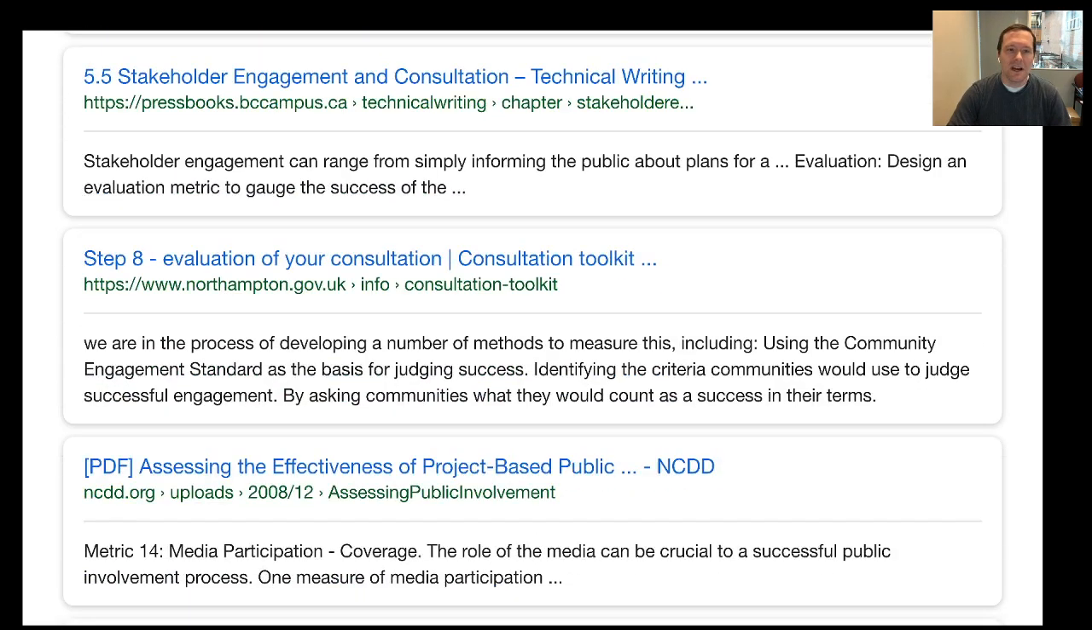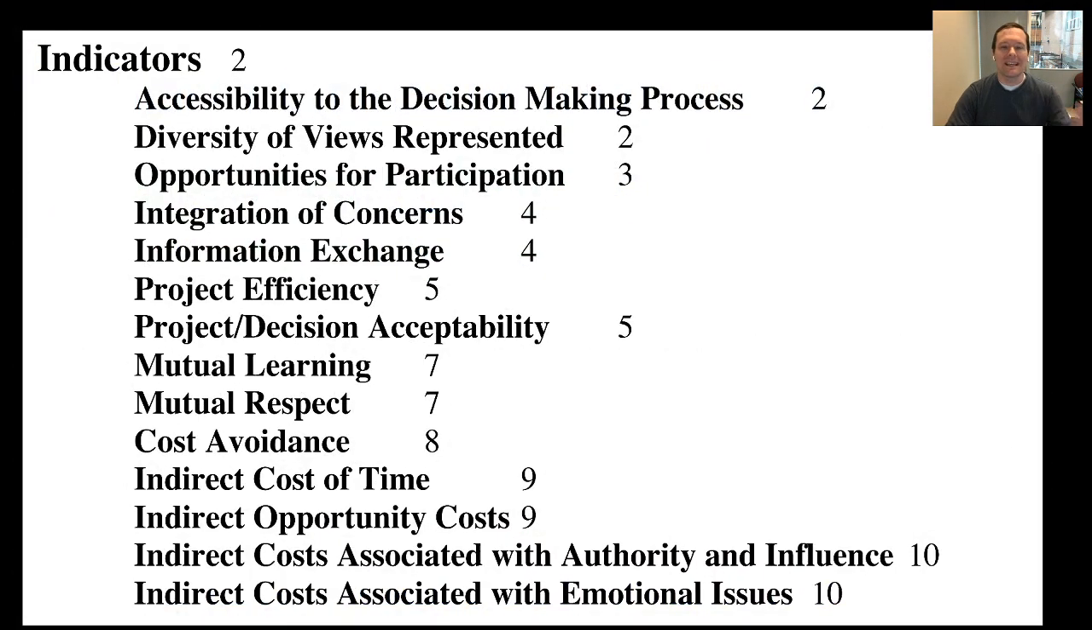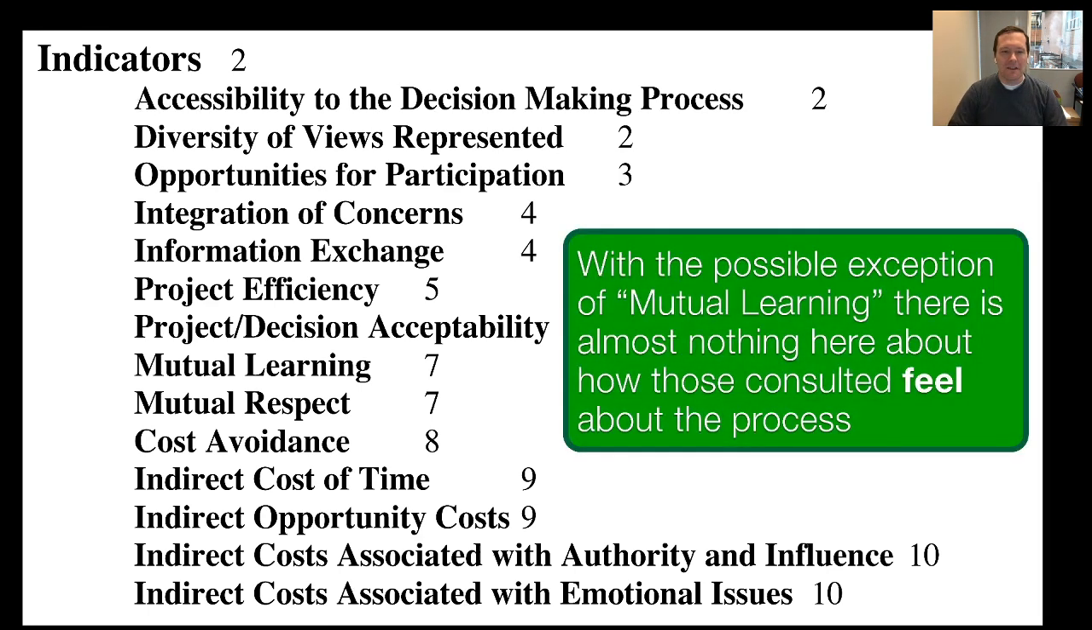And it turns out there's not a whole lot out there. It's actually appalling. And I dug into this, and it says these are the indicators that this one group of people who do public consultations put out there. Accessibility, whatever that means. I can think of a couple. Diversity of views, there's that broad group of stakeholders. Opportunities for participation, but is this taking into account physical, cognitive, psychological access? When I read this, there's very little about how those who are consulted feel. Do they feel heard? There's all sorts, except possibly with mutual learning and mutual respect. So this notion of feeling heard is really a tricky one that doesn't seem to come up much, let alone good metrics for consultation.